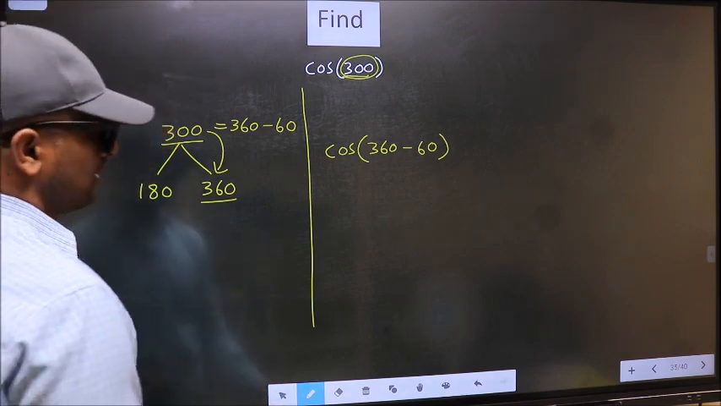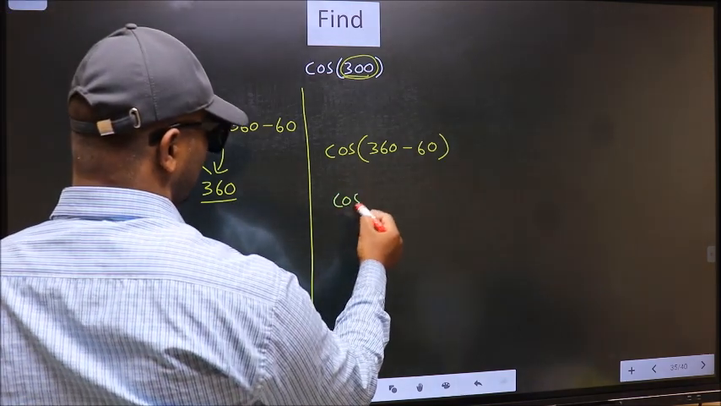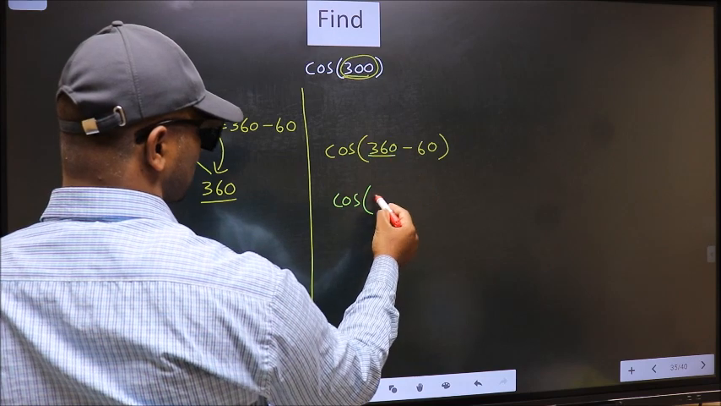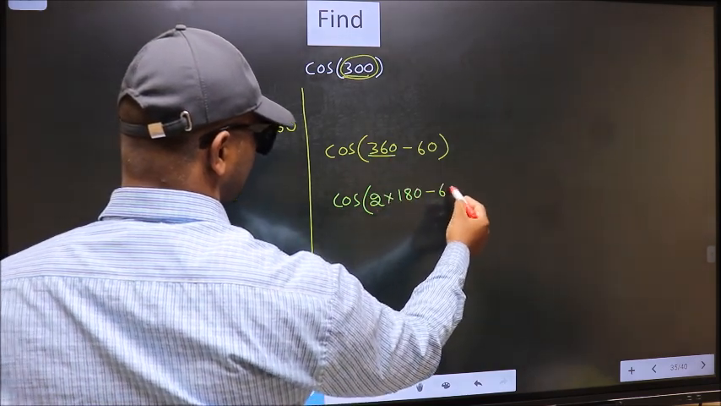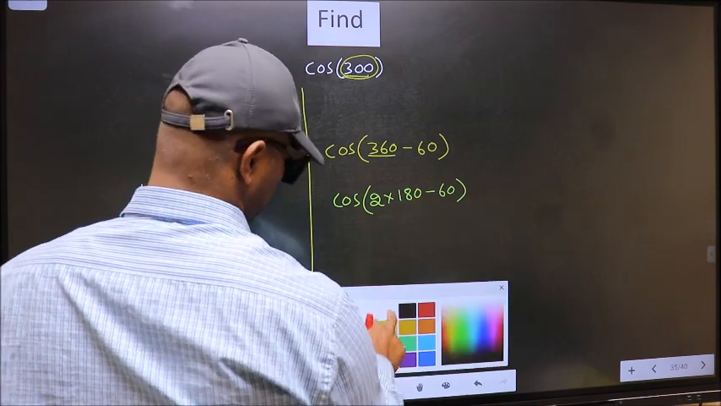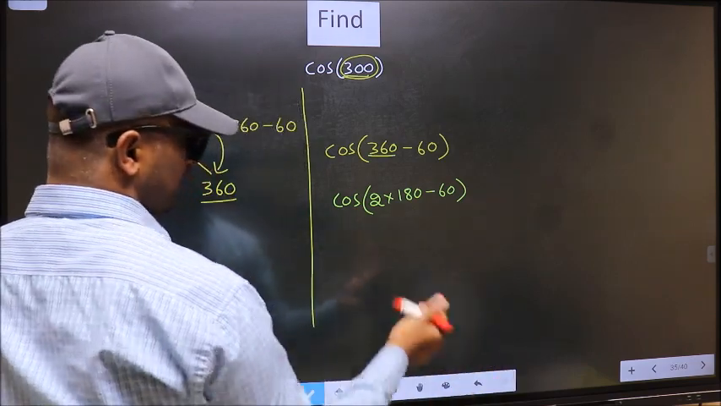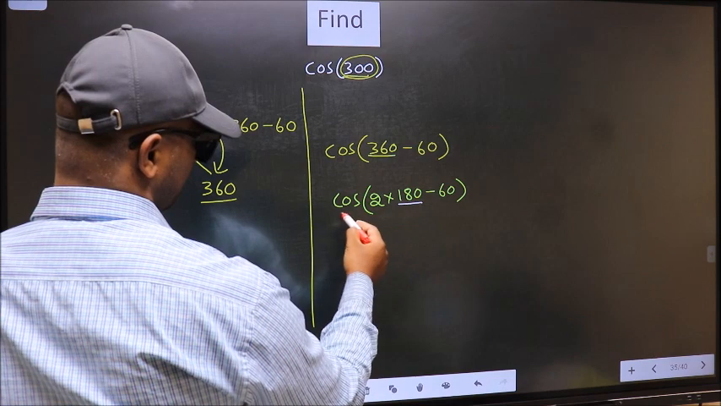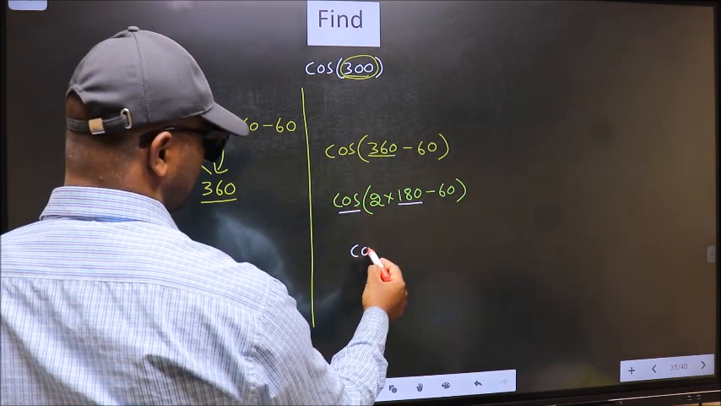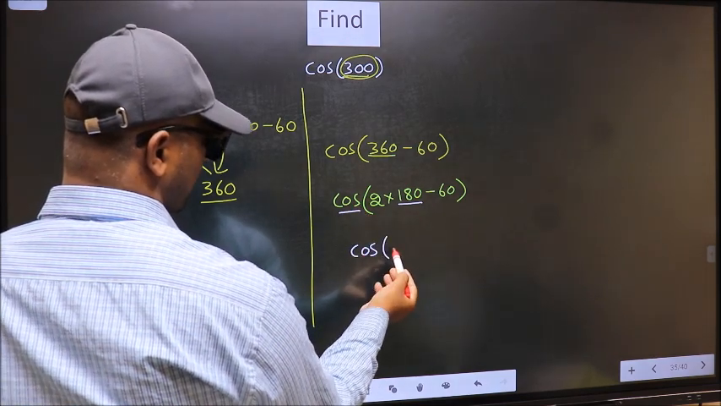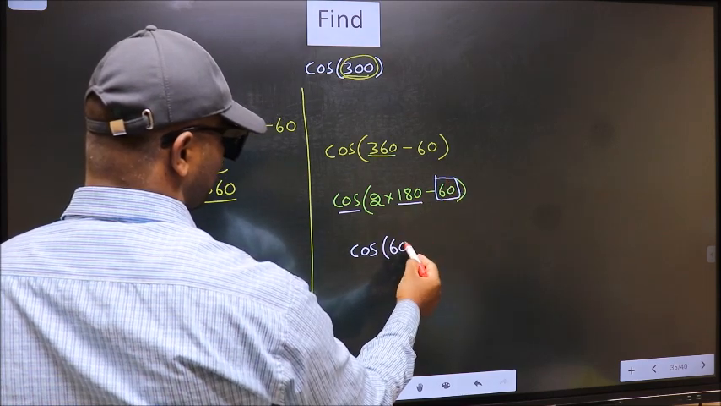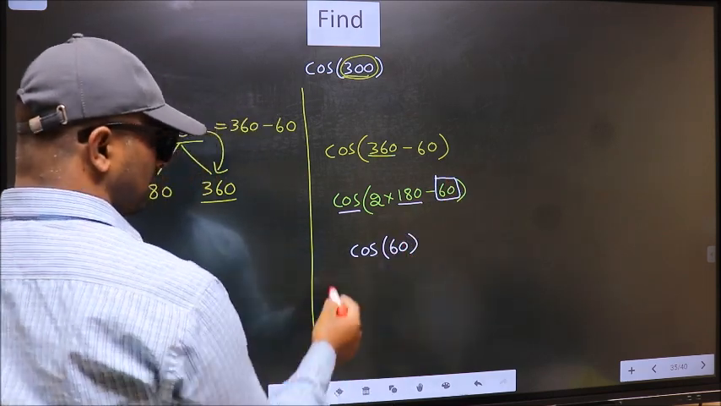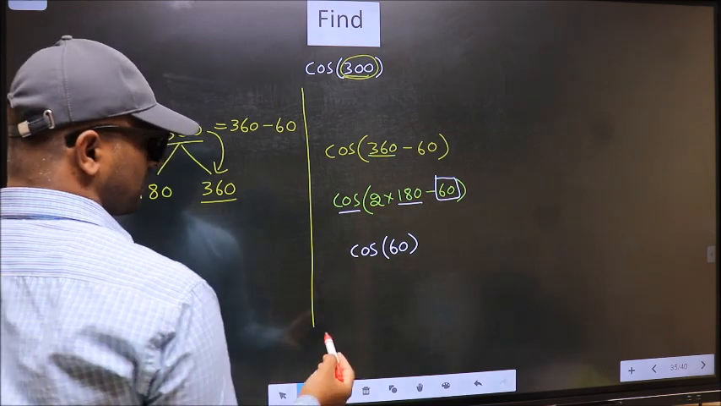Next, cos. Now in place of this, we should write 2 into 180 minus 60. Next, here we have 180. So cos is not going to change. It will remain cos. And inside we get this angle 60. Now the question is, will we get here plus or minus?